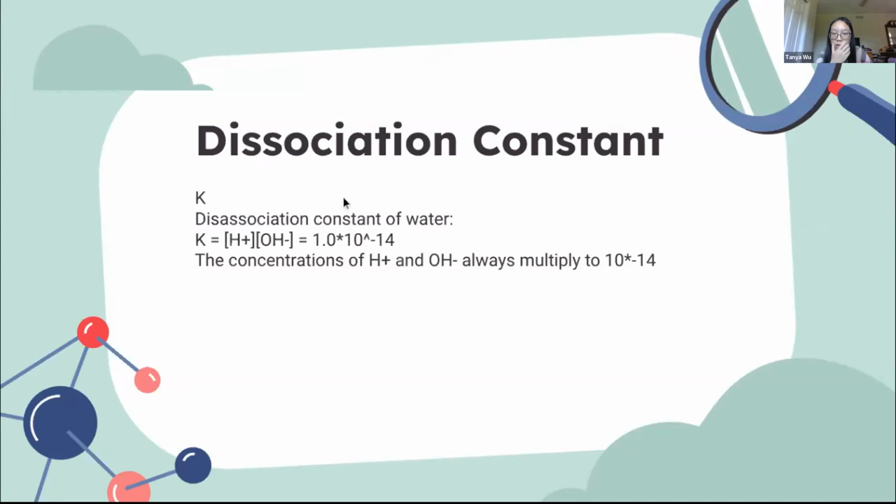Dissociation constant. The dissociation constant is represented by K. The dissociation constant of water is the molarity of the hydrogen ions and the hydroxide ions multiplied together, and they always equal 1 times 10 to the negative 14th.